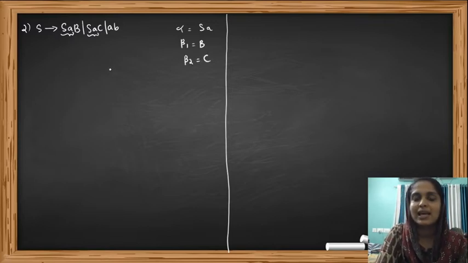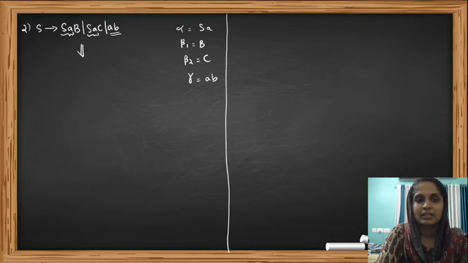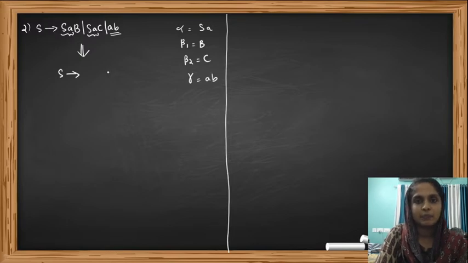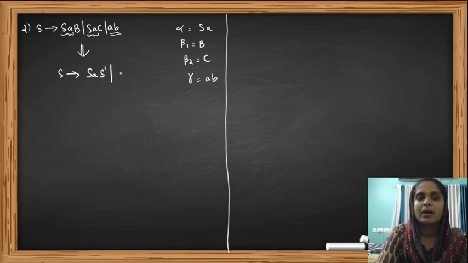And is there any gamma here? Gamma means the term which does not start with our alpha. So here AB is our gamma. So we can write gamma is equal to AB. Now we can convert this production to the required form. That is S produces alpha S dash bar gamma. What is the value of alpha? It is SA. So alpha S dash bar gamma.